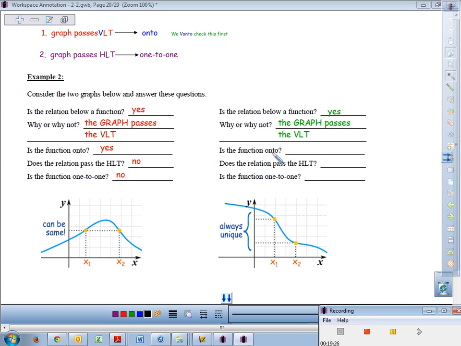They want to know if it's onto. Well, to be onto, you have to pass the VLT. Is this onto? Yes. If you say yes to this, you have to say yes to this. It's just part of the rules right there. Okay? All of those go together.